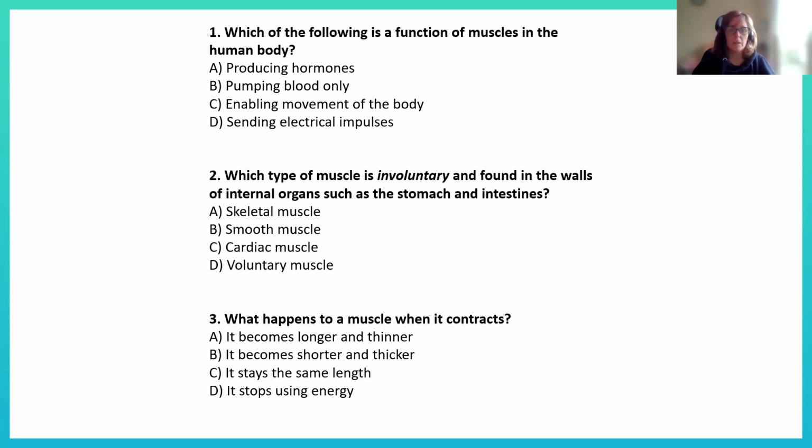Okay, so let's have a look at this. What are the functions of muscles in the human body, or which is a function? Well, actually, there's two on number 1 that are correct. Which type of muscle is involuntary and found in the walls of organs, and what happens to a smooth muscle when it contracts? And I'll just get my chat up so I can see what you guys are saying.